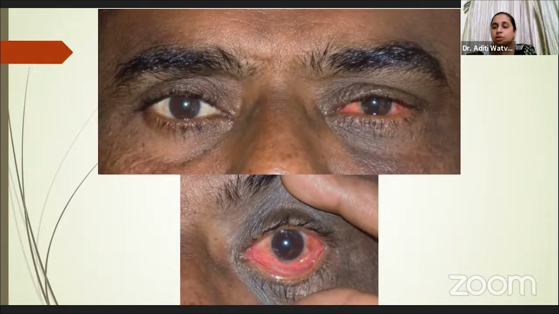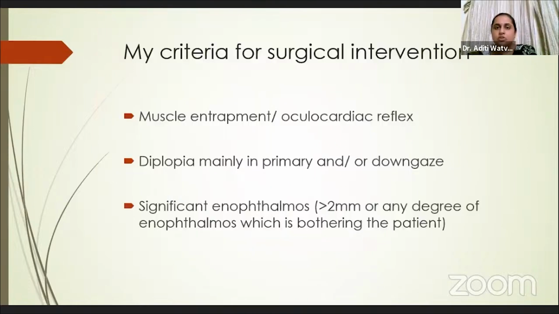So it is very important to tell the patient in cases of medial wall fracture to avoid blowing the nose, which is going to cause sudden proptosis or sudden chemosis because of air entry through the sinuses. So my criteria for surgical intervention: muscle entrapment or oculocardiac reflex. Diplopia mainly in primary and down gaze, because those are the main functional gazes. Significant enophthalmos, which is generally more than 2 millimeters, or any degree of enophthalmos which is bothering the patient cosmetically. Even if it is 3 millimeters, if the patient is not bothered, I generally go ahead with observation.